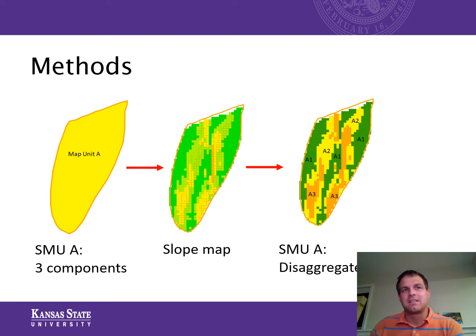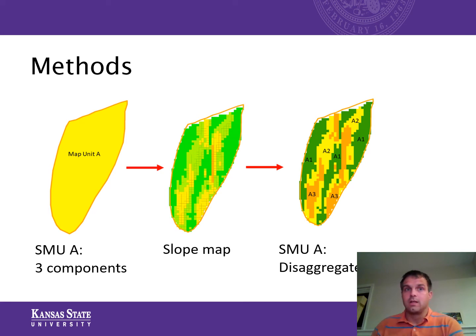We look at the description of map units in SSURGO. In this case, this map unit A has 3 components. We read the description of those components. We use auxiliary information, in this case the slope steepness map of the digital elevation model, and we use that to connect soils to slope position and then make a much finer resolution map.